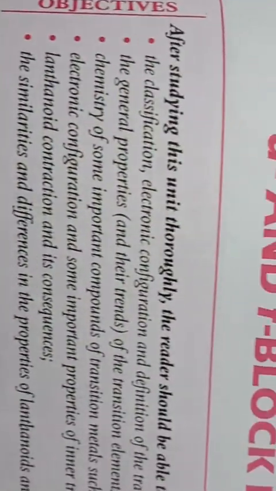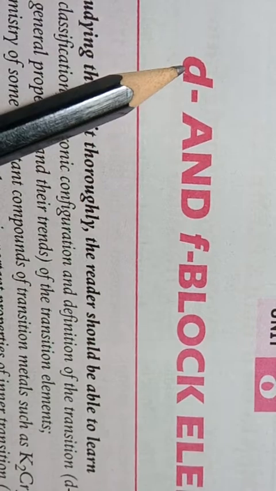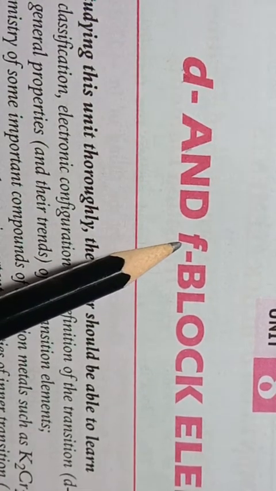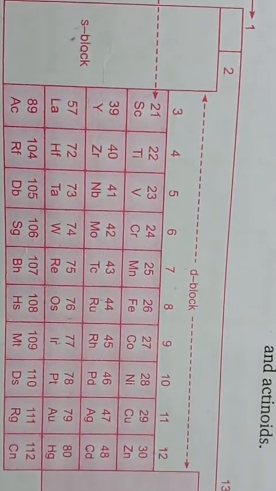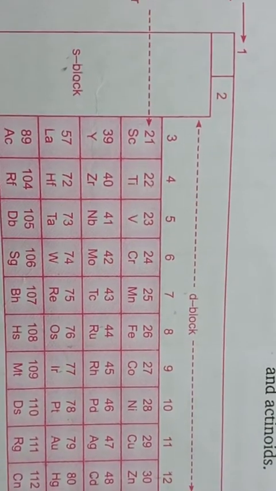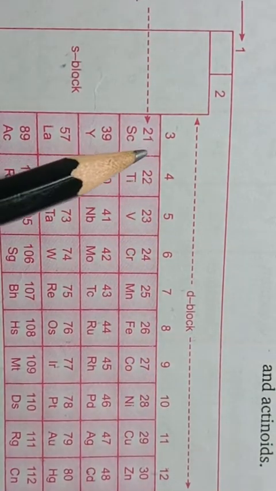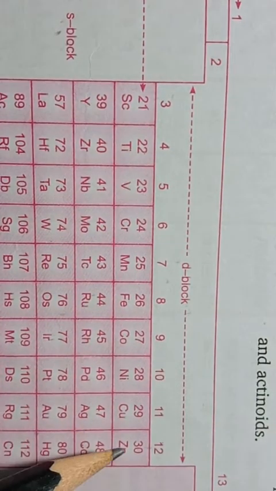Children, today we will start our discussion from new chapter D and F block elements. So the elements which are present in D block of the periodic table are known as D block elements, and the elements which are present in F block of the periodic table are known as F block elements. So as you can see with the help of this periodic table, that D block elements are present from third group of the periodic table up to 12th group.